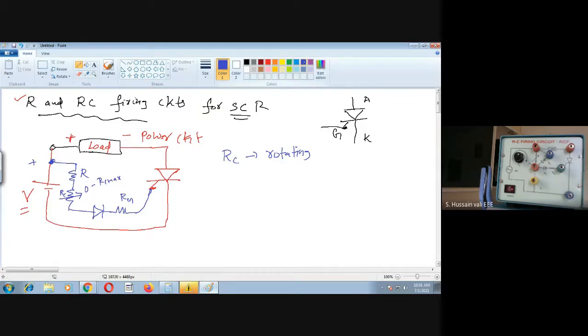I will show you the closed path here. You see, this is a closed path. So through this closed path, what is the closed path here? Voltage, R, RC, diode. Now the diode becomes forward biased. Why does the diode become forward biased? Because there is a higher potential here, so the diode becomes forward biased. So the diode will conduct.